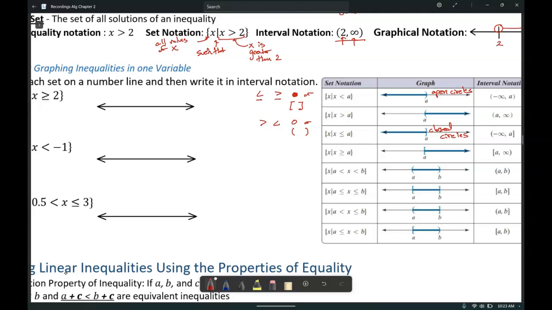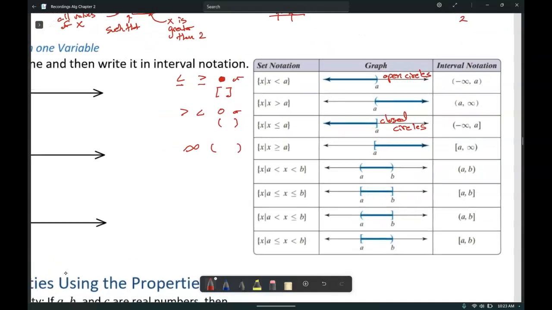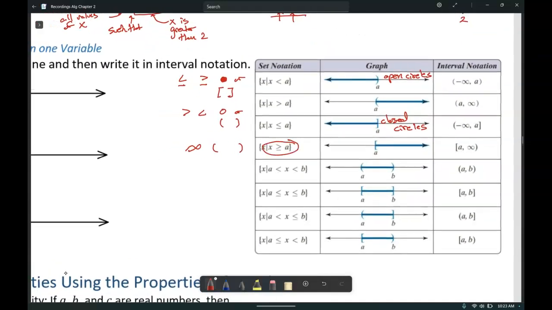Anytime we have a range going to infinity, we always use parentheses. We never use brackets on the infinity side when we're looking at the interval, and you'll see that here. Even though we have greater than or equal to, when we're writing the interval notation, we keep a parenthesis on the infinity side, but a bracket on the numerical side.